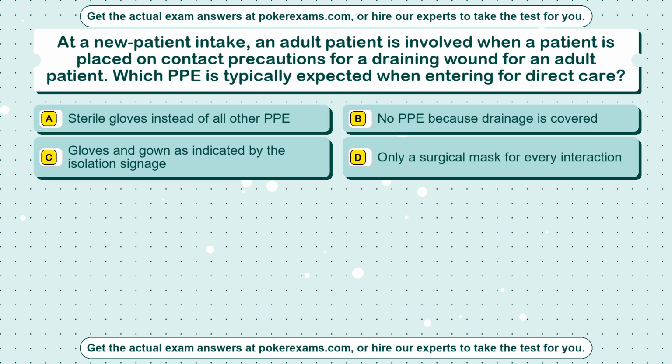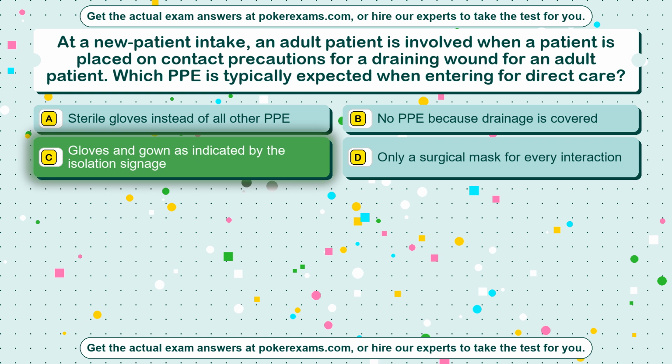Question 12. At a new patient intake, an adult patient is placed on contact precautions for a draining wound. Which PPE is typically expected when entering for direct care? Option A. Sterile gloves instead of all other PPE. Option B. No PPE because drainage is covered. Option C. Gloves and gown as indicated by the isolation signage. Option D. Only a surgical mask for every interaction.